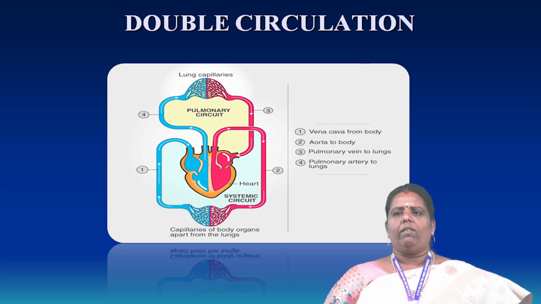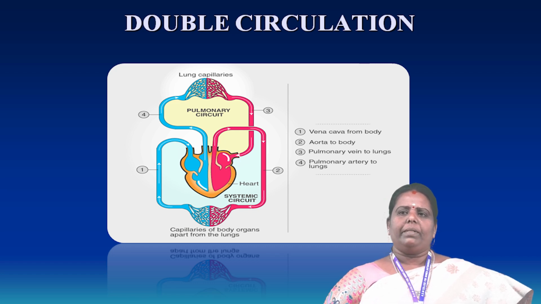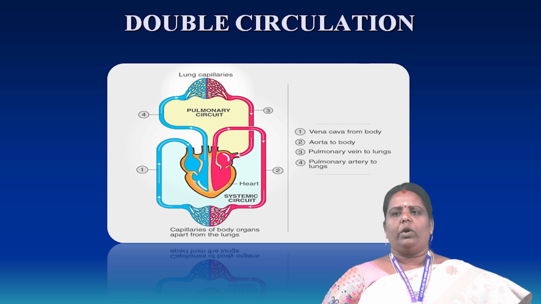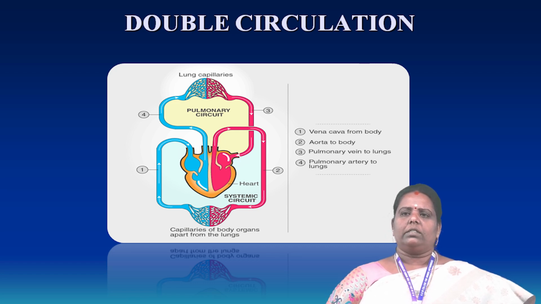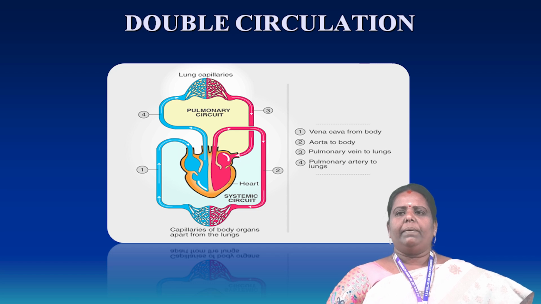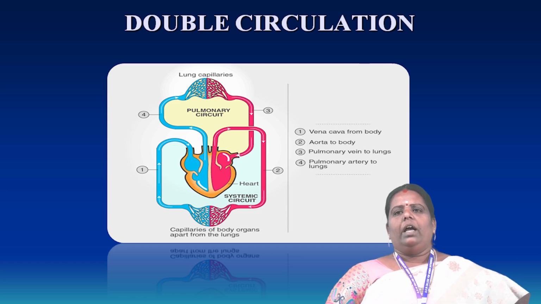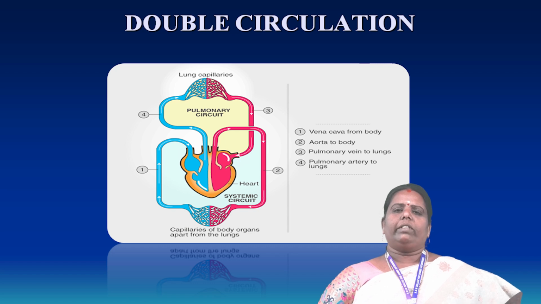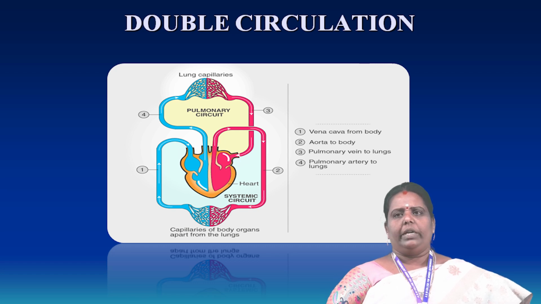The first one is the vena cava, which brings blood from the body. The second one is the aorta, going to the body. The third one is the pulmonary veins from the lungs. The fourth one is the pulmonary artery to the lungs. Capillaries in the body receive the blood and distribute it all over the body.